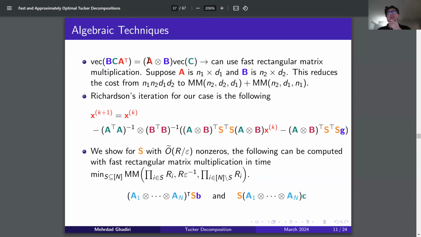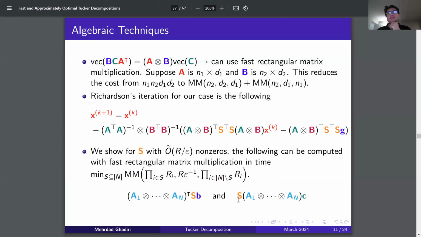Okay, and then where is that in this? If you look at this right-hand side, this looks like this, right? So instead of this, I can do this. I just matricize x_k, put it over here, do the multiplication, and then vectorize the result. Okay. Thanks.